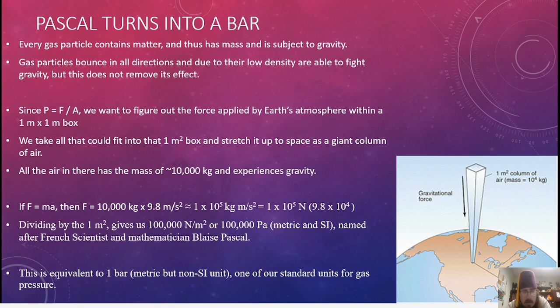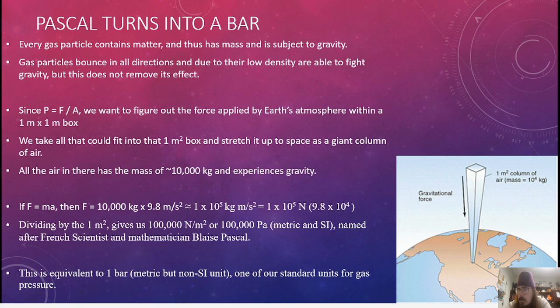Newton per meter squared is perfectly reasonable, but in order to simplify this, we call it a Pascal. 1 Newton per meter squared is a Pascal. That's the metric unit and the SI unit for pressure. It is named after the French scientist and mathematician Blaise Pascal, who developed this.